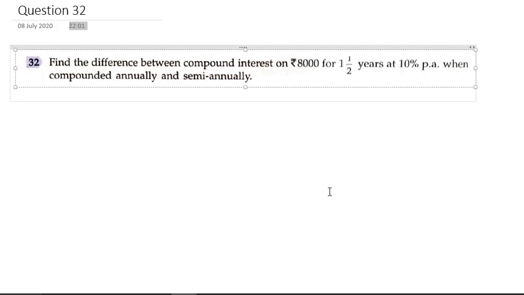It is obvious that for semi-annually we will get more amount at the end of 1.5 years. The difference between amount will be same as difference between compound interest, right? As the principal amount is same at the beginning, difference between amount after 1.5 years will be same as difference between compound interest after 1.5 years. So let us begin.